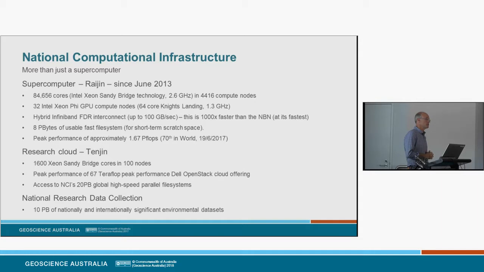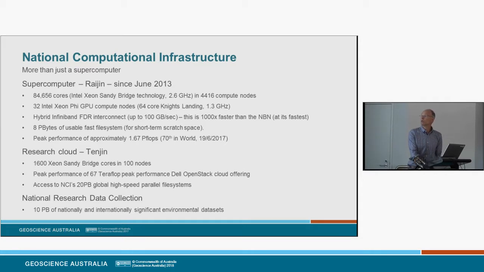These are the stats for the NCI. As I said, it's ranked about 70 in the world, at 1.67 petaflops. That doesn't really make that much difference to GA because we don't really push this or use it to its extreme. Some of the key things to keep in mind: it's got, let's call it, 85,000 cores, and it's got GPUs. That's what this line is.